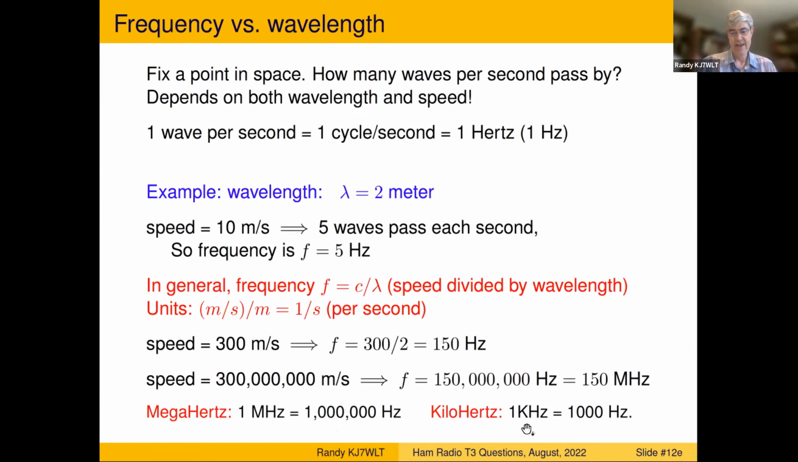Kilohertz would be 1,000 hertz. Longer wavelengths will give you kilohertz waves like AM radio on your car radio. Those are down in the kilohertz to low megahertz range. Higher frequency, if it were a shorter wavelength, we get into the gigahertz range, which means 1 billion cycles per second.